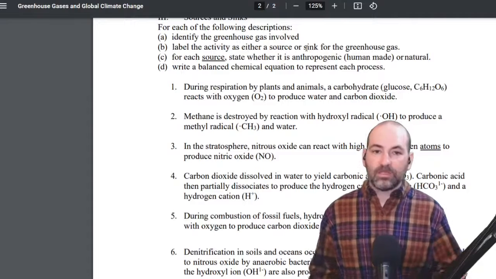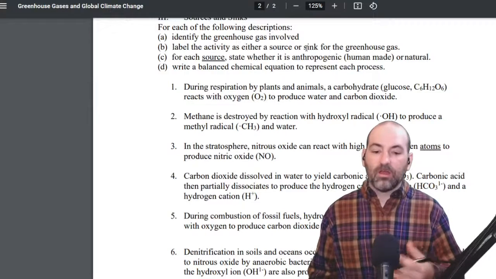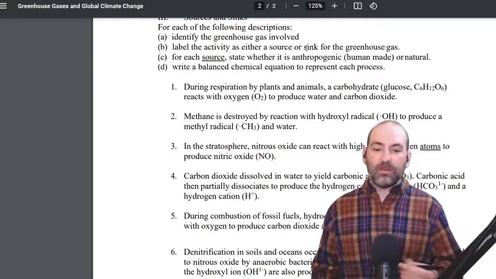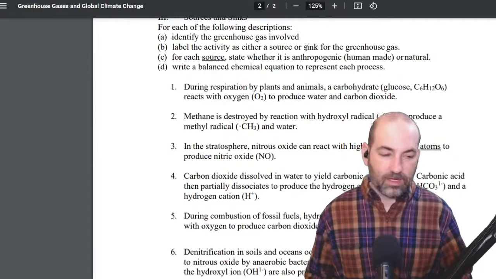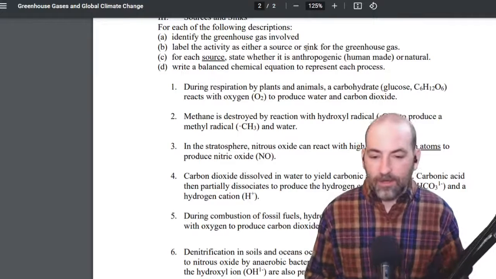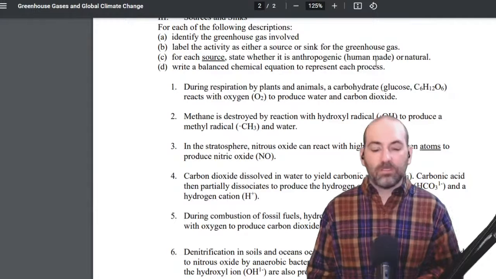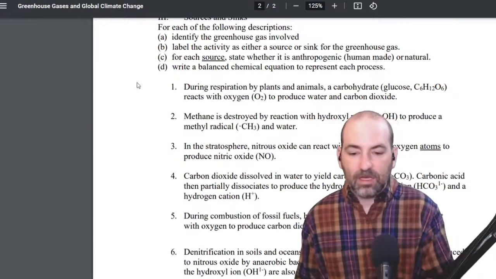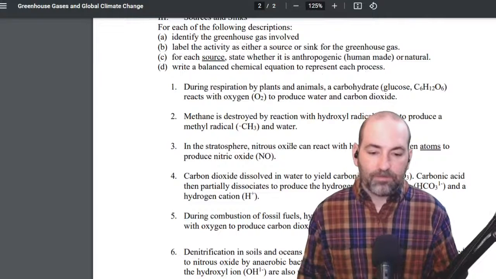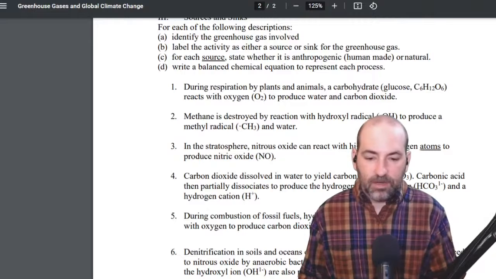But in any case, when there is a greenhouse gas involved here, you want to say what it is, and then is it produced by the reaction or is it consumed in the reaction? And we're going to go through an example also here. For each source, is this something that is anthropogenic? So this is something that we do as humans, or is this something that just naturally happens in the world? And then finally, you're going to write a balanced chemical equation to represent the process. So we'll do the first one as an example here.